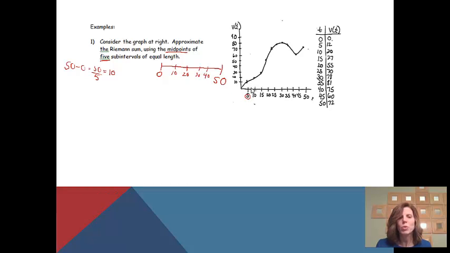So whatever's happening at 5 is going to dictate the height of my rectangle from 0 to 10. Notice it looks like it's about right there. So my first rectangle is going to look something like that.